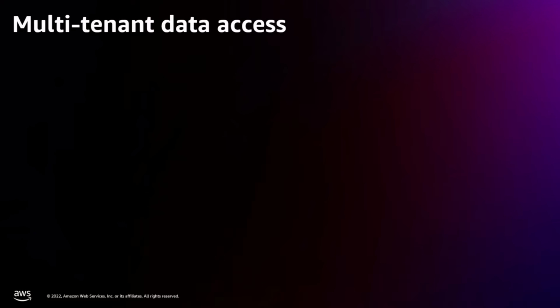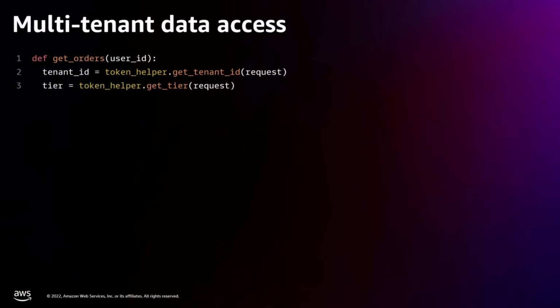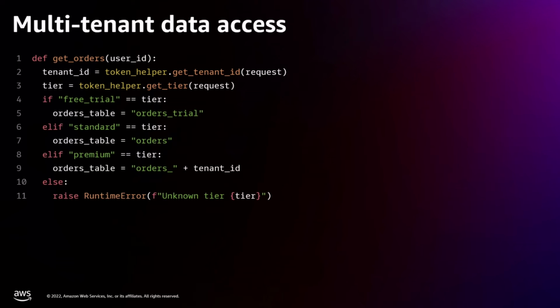How about accessing our data? Well, not only do we have the tenant ID in our security token, we can also grab the tier, because when you onboard a new tenant, a tenant's actually onboarding into a tier. And so we know this information when we onboard the tenant, so we can add it to the identity provider, and now we can capture the tier. And using that tier, we can make some decisions.